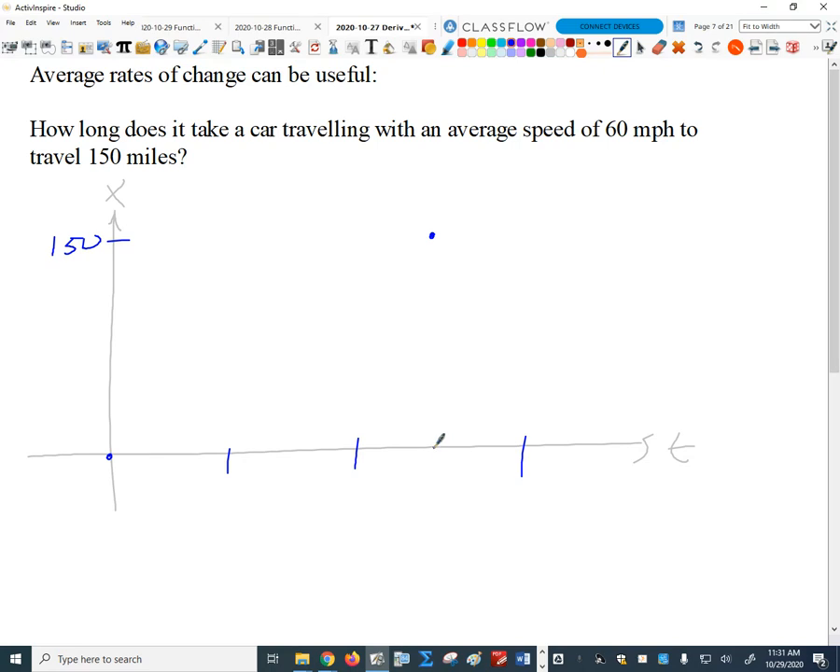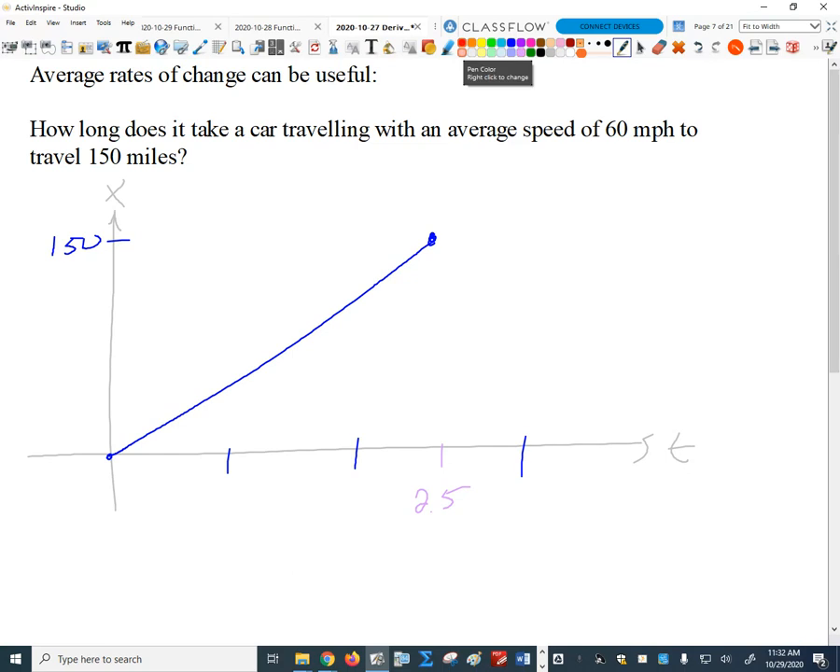So what does that look like? Well, it could look like cruise control the whole way, couldn't it? Cruise control on 60. And what's the slope of that line? 150 divided by 2.5. That's going to be 60, isn't it? That's my slope. Does it have to look like that, though? Did I have to have my cruise on the whole way? No, not really.